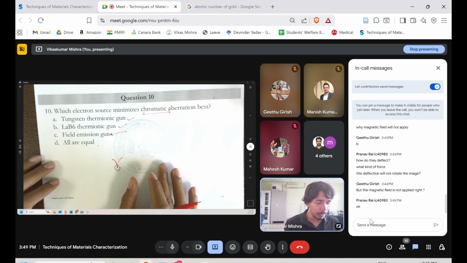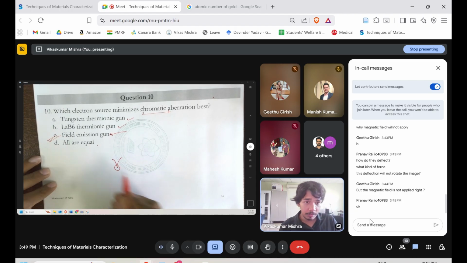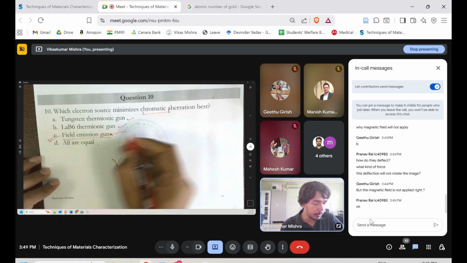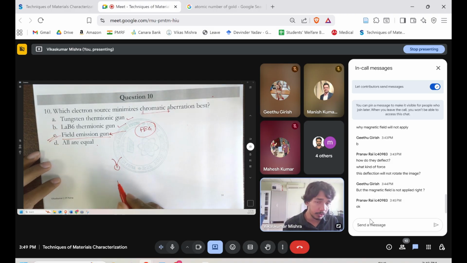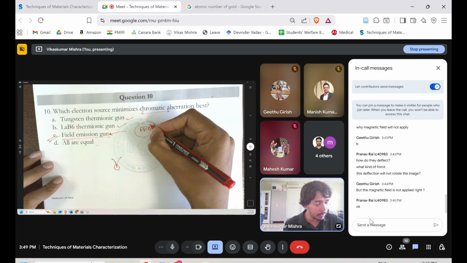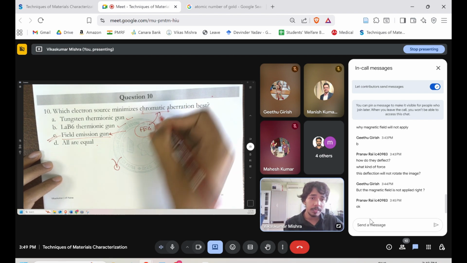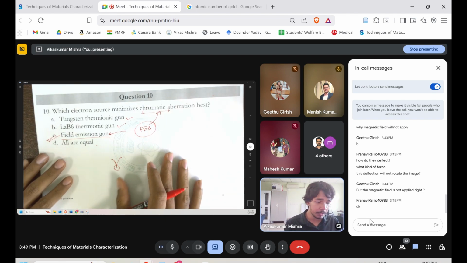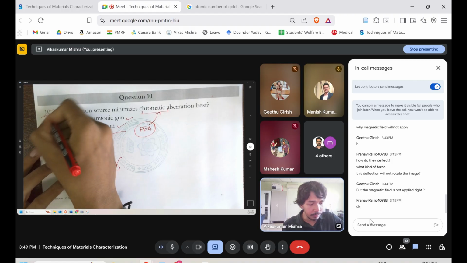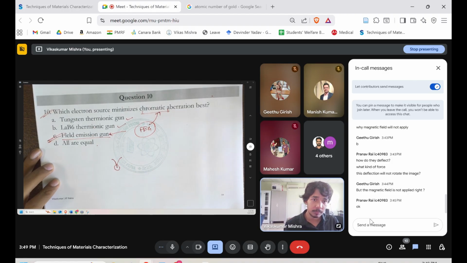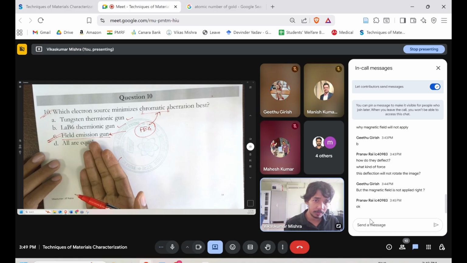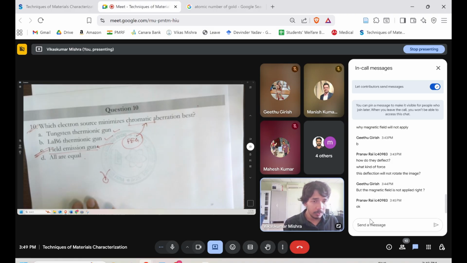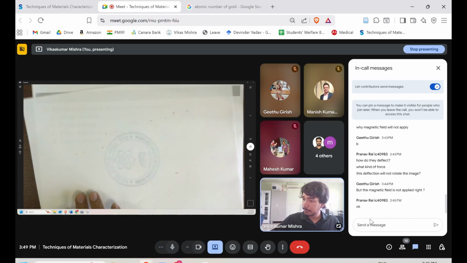It's using the field emission gun. This is the one, the field emission gun, also known as FEG, which has the best resolution. You can remove this chromatic aberration to a very large extent in this particular FEG. So the right answer for this will be option C. Also, remember, the same thing will be true for the brightness also. So this was question number 8.